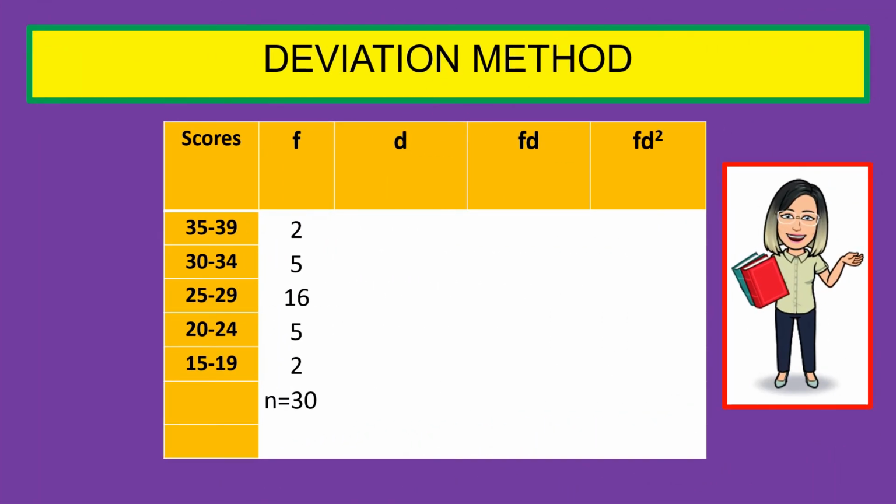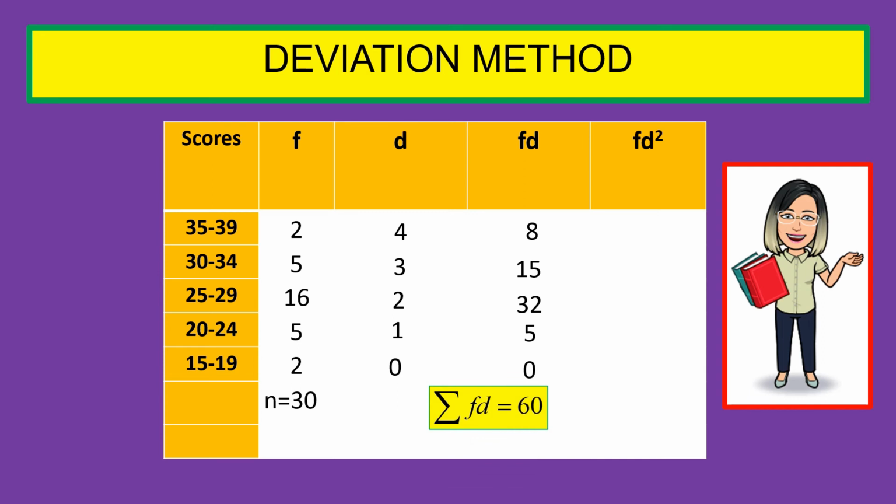Now we are going to find the standard deviation using the deviation method. We'll start at the bottom. We have 0, 1, 2, 3, 4. Then we will find the product of F and D. F times D is FD. 2 times 4 is 8. 5 times 3 is 15. 16 times 2 is 32. 5 times 1 is 5. 2 times 0 is 0. Then we will find summation of FD.